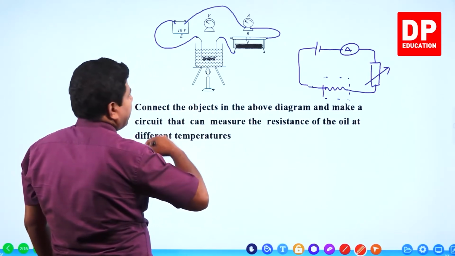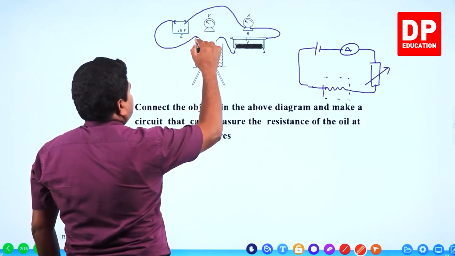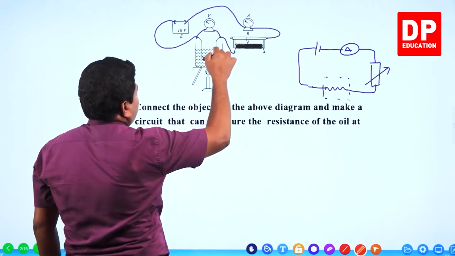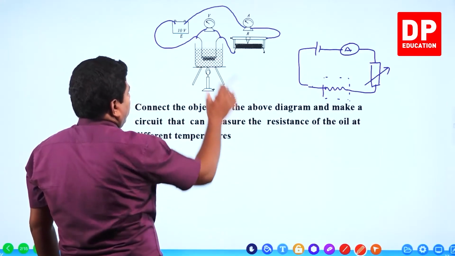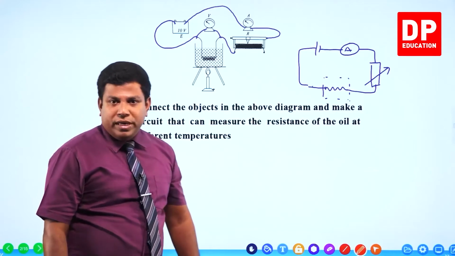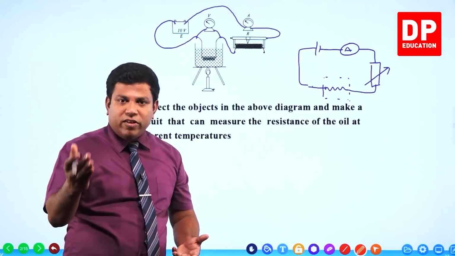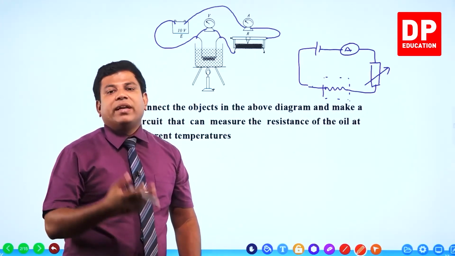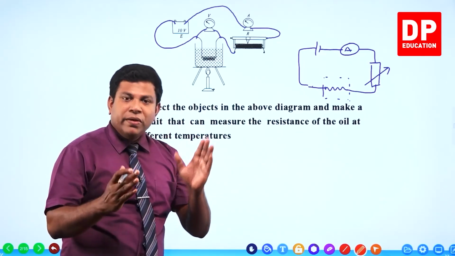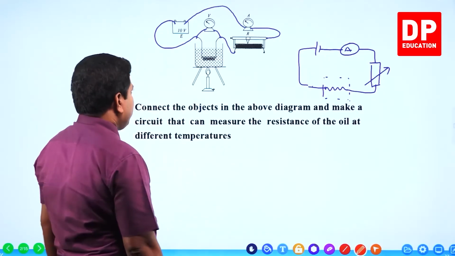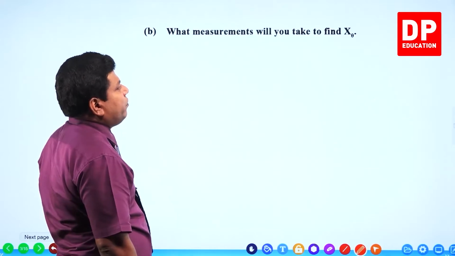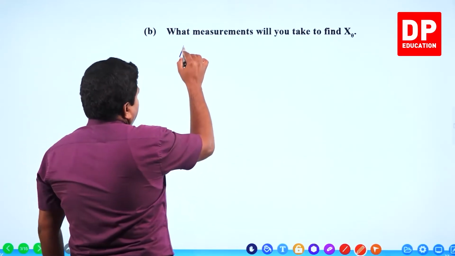Circuit is done. Voltmeter has to be connected. Voltmeter must be parallel to this. Right. So we know the current that goes through this coil. We know the voltage that falls across this coil. V equals IR. So R will be V over I. At different temperatures, we are going to find R. That's what they are trying to do here. They are not using the meter bridge. They are using the ammeter and voltmeter to find the resistance. What measurements will you take to find x theta? Ammeter reading.